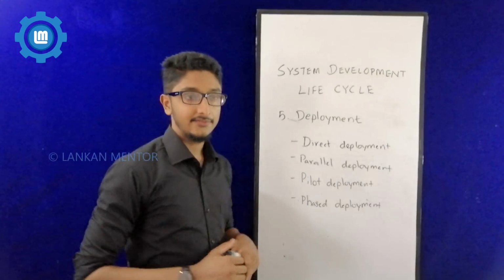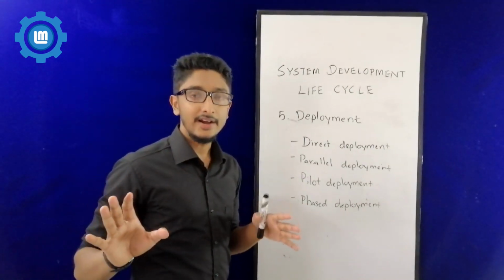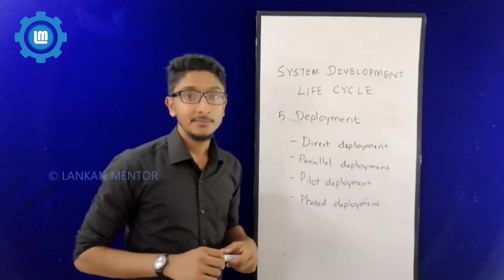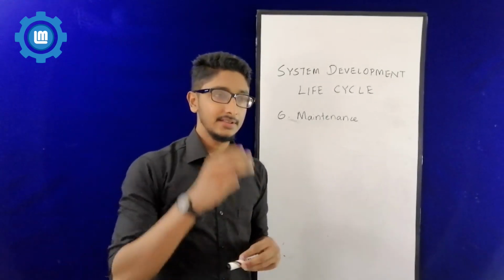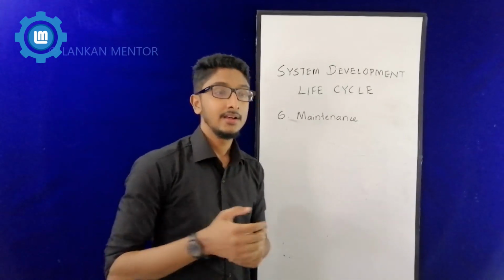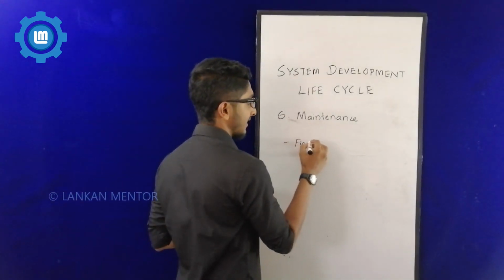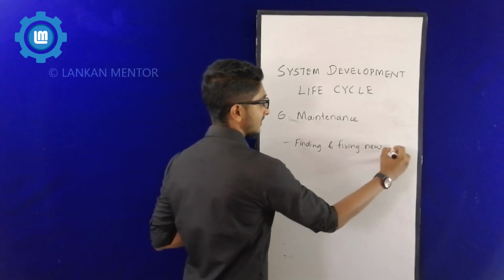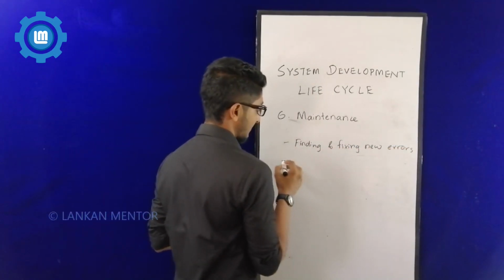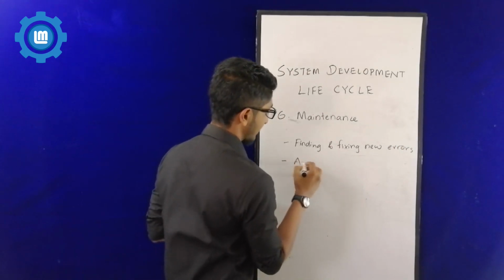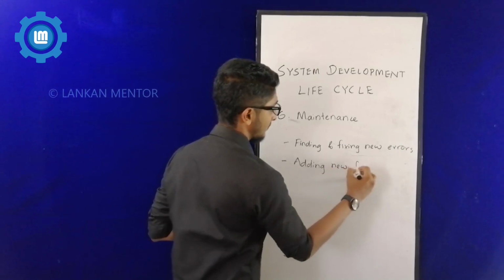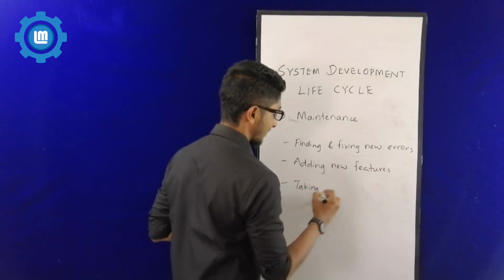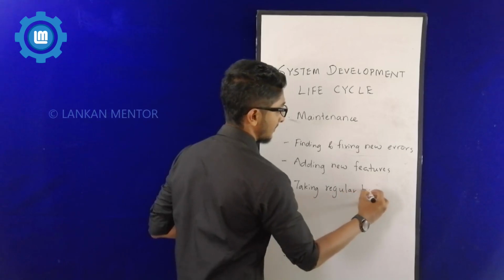Now, if you have deployed, if the customer has received the software, then finally you will have to go to the next step of maintaining the software, maintaining the product. Now in maintenance, there are mainly 3 things given for you. What are they? Number 1, finding and fixing new errors. Number 2, adding new features, and finally taking regular backups.